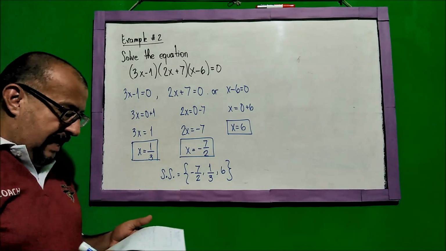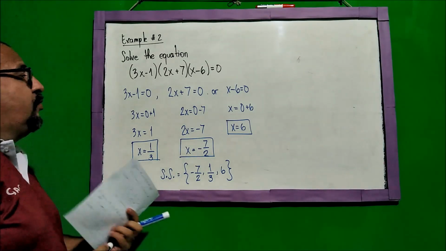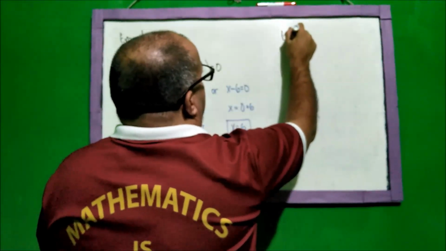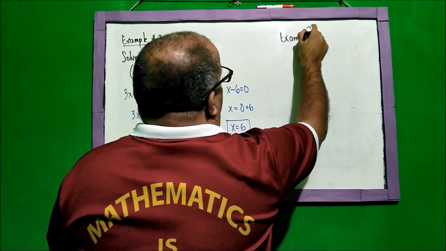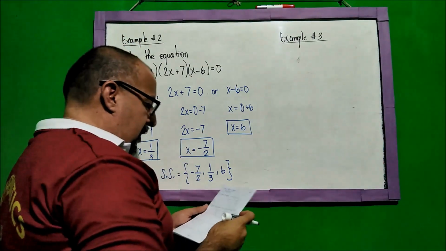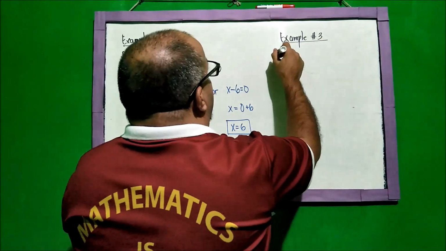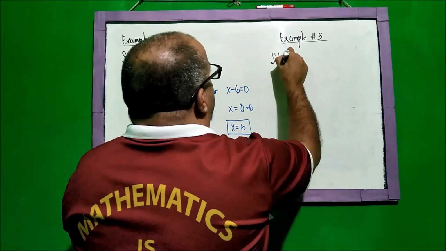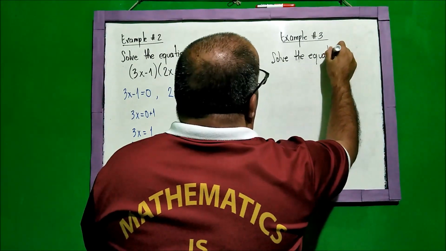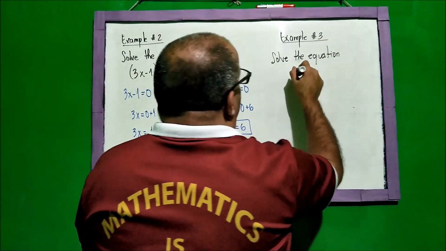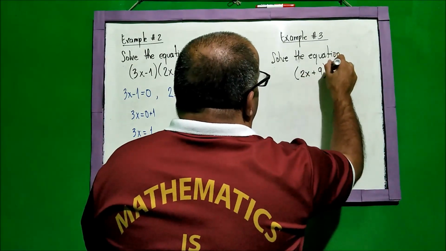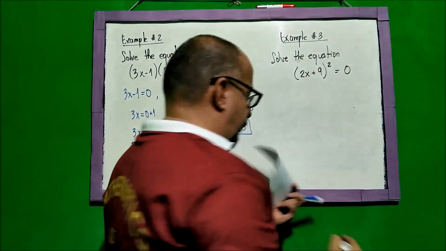Now, let's analyze example number 3, because this one becomes a very special situation. Example number 3 involves a power. So let's analyze what is going to happen. We're going to solve the equation (2x plus 9) to the second power equal to 0.